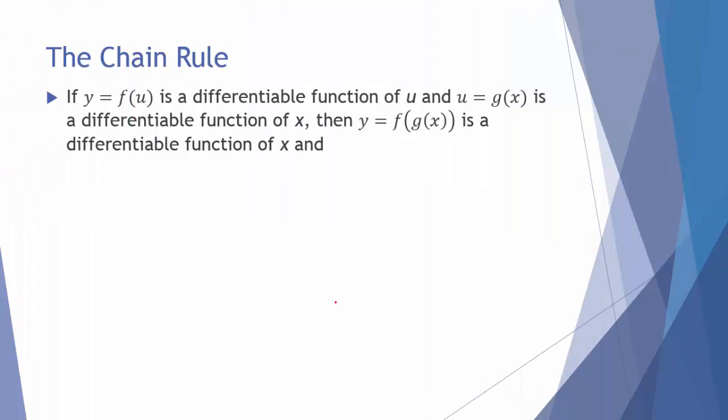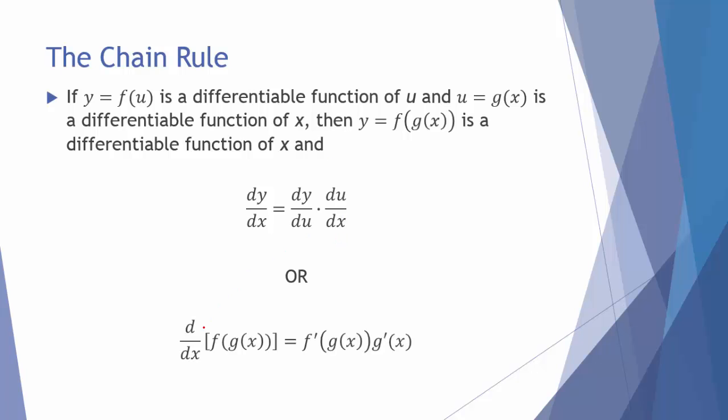So here's what the chain rule states. If y, which is a function of u, is a differentiable function of u, and u equals g of x is a differentiable function of x, then y, which is equal to the composition f of g of x, is a differentiable function, and the derivative of y with respect to x is equal to the derivative of y with respect to u times the derivative of u with respect to x. That's one way to write it.